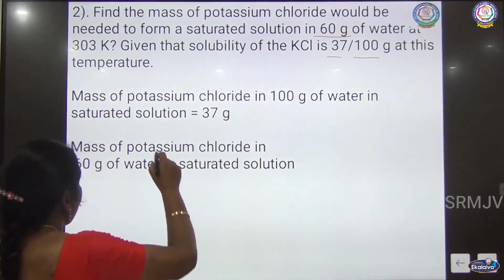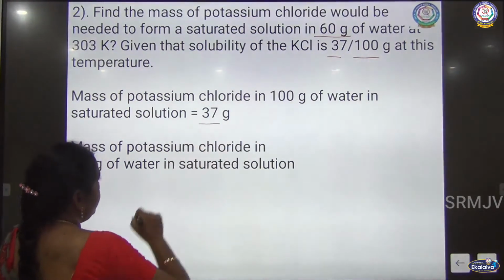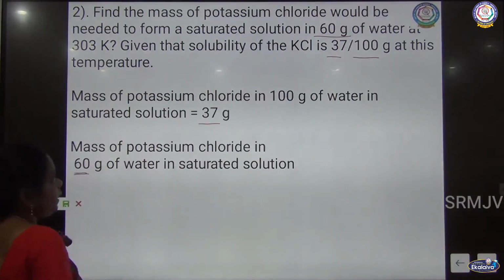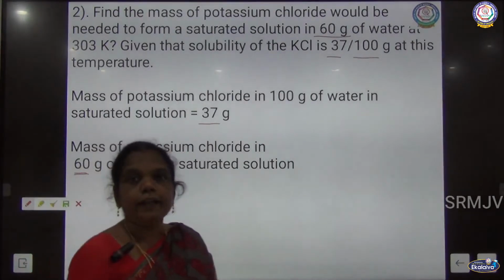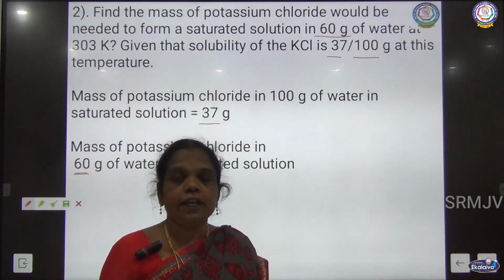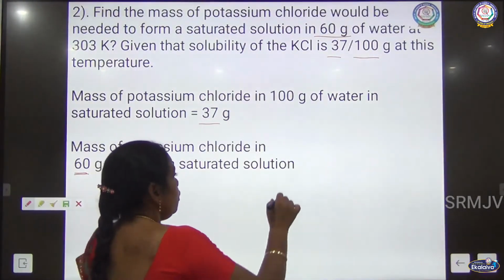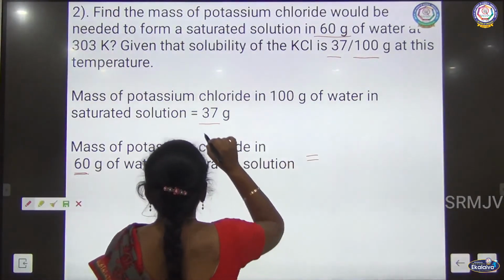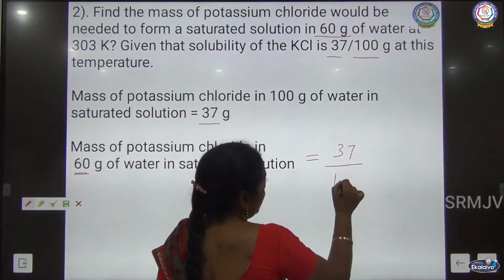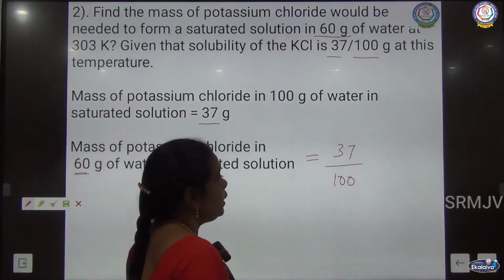So now the mass of the potassium chloride in 100 gram is what? 37 gram, and the mass of potassium chloride in 60 gram. Now we want to find the amount of solute to prepare the saturated solution of 60 gram of the solvent. Now for this, what is given? 37 gram out of 100. Now we want to prepare for 60 gram.